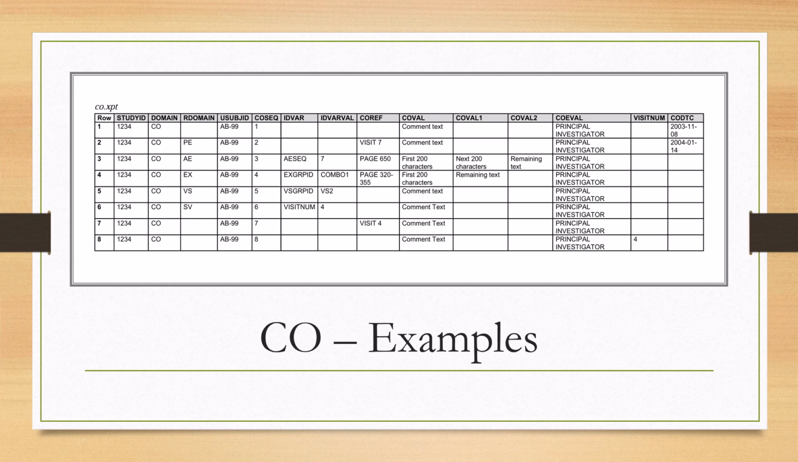Row 7 shows a second option for representing a comment associated only with a visit. In this case, COREF is used to show that the comment is related to visit 4. This is a different scenario similar to record number 2, but the difference is that in record 2 we have the information of the parent domain, whereas for record number 7 we do not have the parent domain, only the information that the comment entered is related to a visit for this subject.